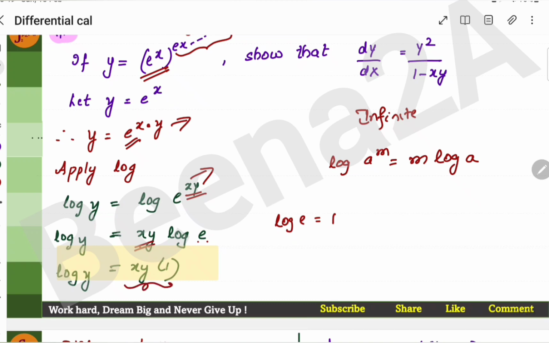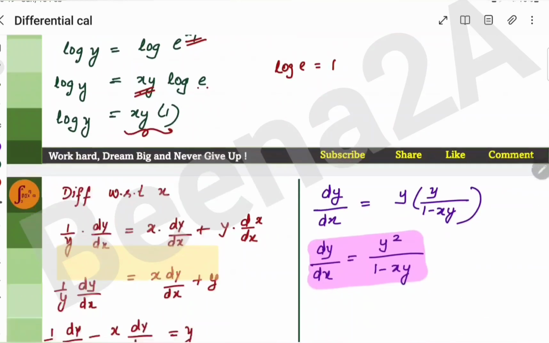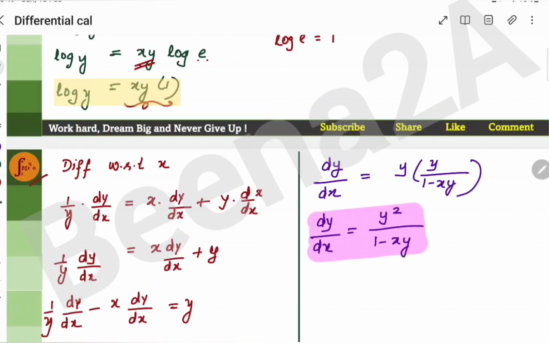So x into 1, right? You get xy. So log y is xy. Now you differentiate. The derivative of log y is 1 by y, dy by dx. Then x into, you have to use the product rule here.